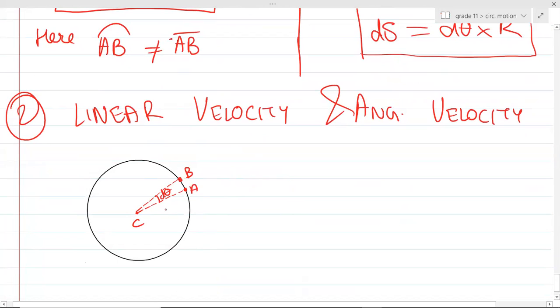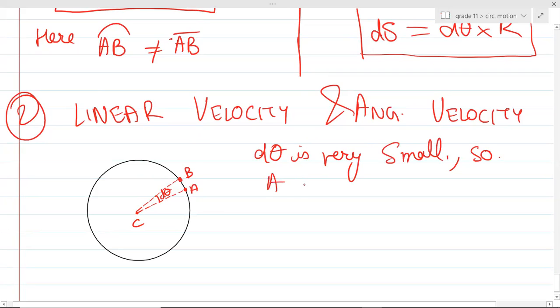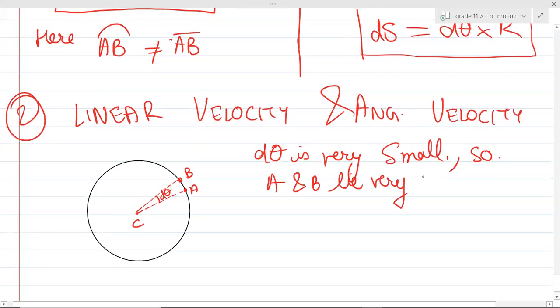Hello guys. Yes or no? Yes, sir. d theta is very small. So A and B lie very close to each other.